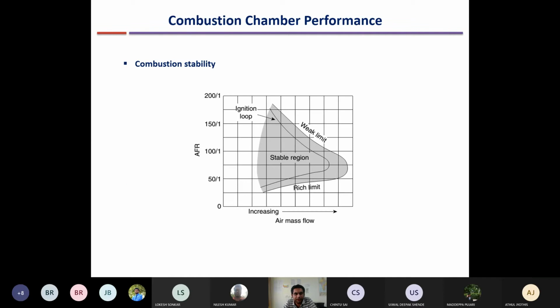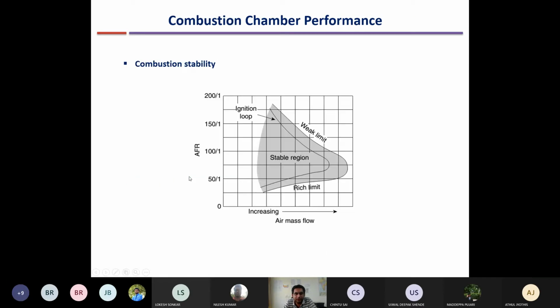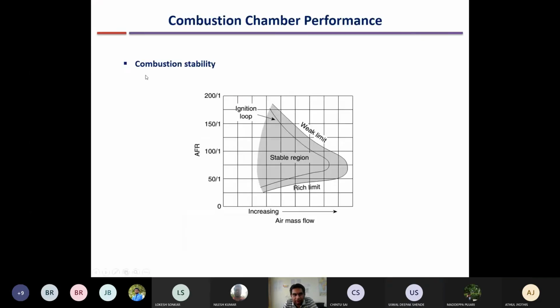Then the third important parameter. One important parameter was pressure loss, second is combustion efficiency, third is combustion stability. What is combustion stability? Now coming to Ujjwal's point. I think Ujjwal was answering, right? It was Ujjwal who had answered about the temperature. Yes, sir. So there we come to combustion stability, where the matter of ignition comes into the picture.